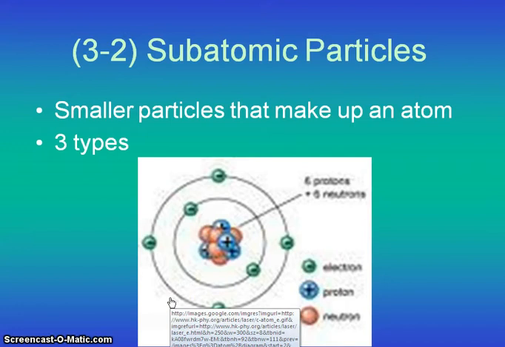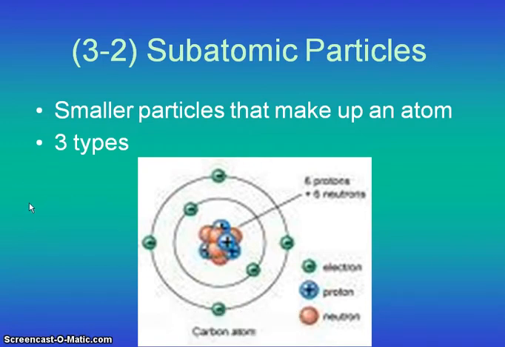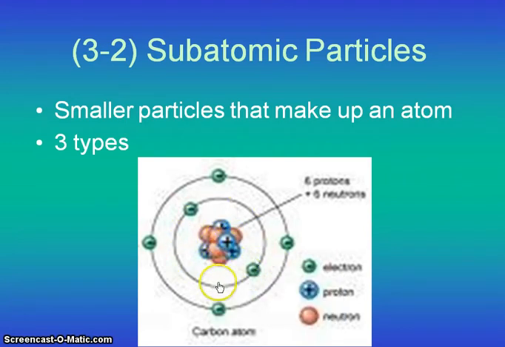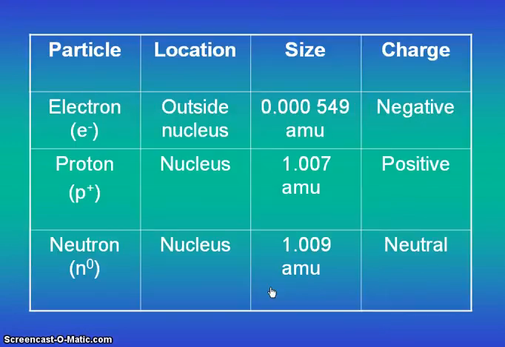Chapter 3, Section 2 deals with subatomic particles, which are smaller particles that make up an atom. The three main types are protons, neutrons, and electrons. You're going to find the protons and neutrons here in the nucleus, or center of the atom, where the electrons are going to be surrounding that nucleus in these orbitals or the electron cloud.